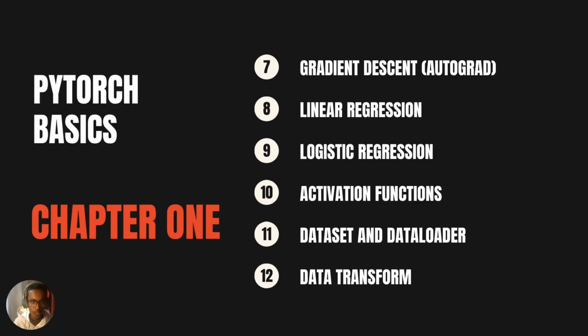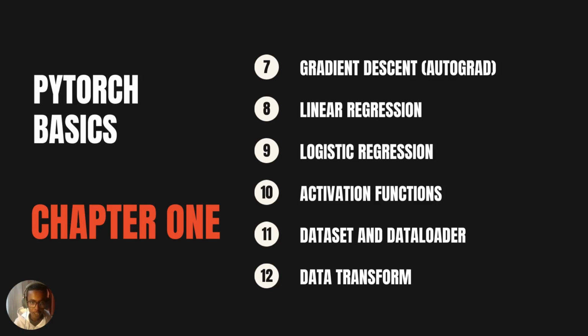In the eighth section, we're going to talk about linear regression, and we're going to implement linear regression using both NumPy and PyTorch so that you can see the difference between the two. In the ninth section, we're going to talk about different concepts under logistic regression, including the different kinds of cost functions that we can implement using the PyTorch framework, and also how to use the sigmoid and softmax functions and the difference between the two.